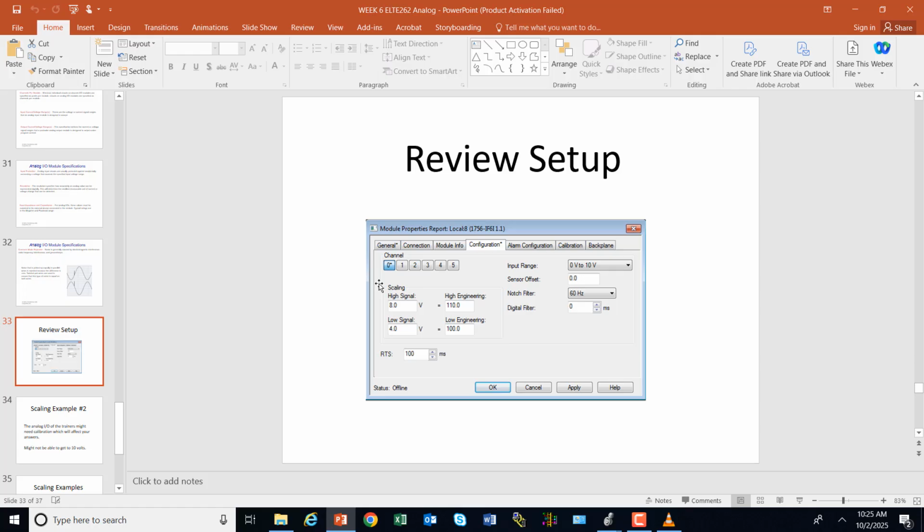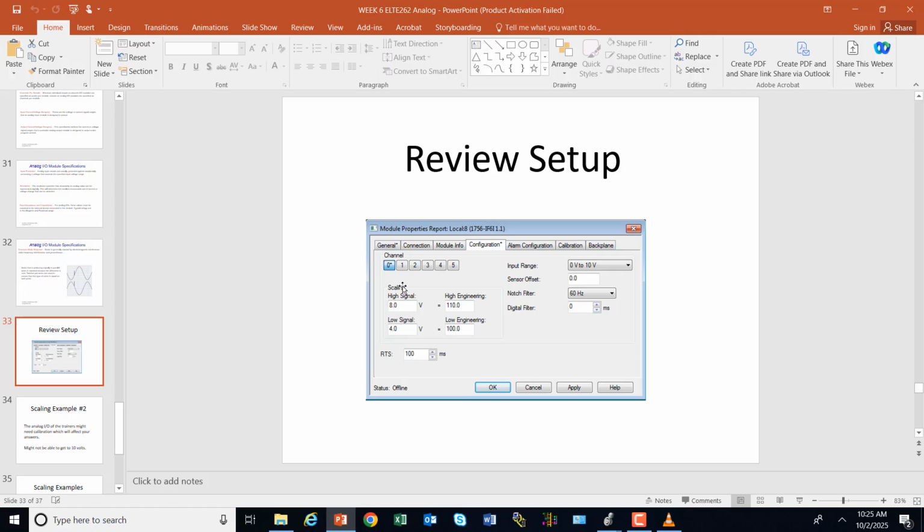Now, the input range here, that's what I was talking about, 0 to 10 volts or 4 to 20 milliamps, and we could throw in some sensor offset here if the manufacturer required that, or we had some situation, or we need to, in a sense, calibrate it, get things working and reading like they should. We could offset the sensor, and we'll be doing this with our thermocouples more than we are here.